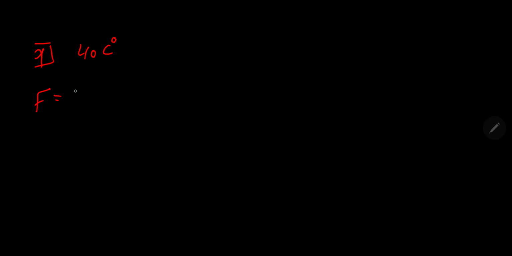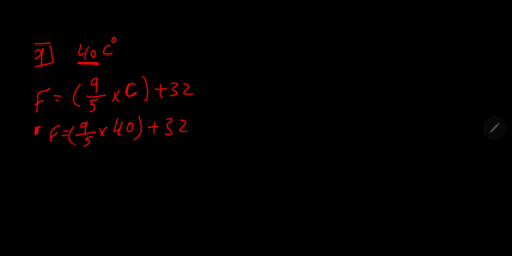So F is equal to 9 over 5 multiply. Let me write down the formula again, plus 32. Okay. So F is equal to 9 over 5 multiply. Instead of C, we will write 40. So 40 plus 32.